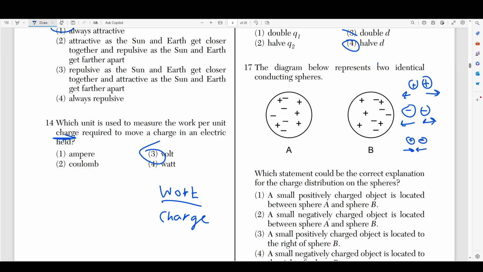Okay, so what can cause all of this positive buildup here and all of this negative buildup here? A, is it a small positively charged object between sphere A and sphere B? If there's a positively charged object, likes repel, right? So this positive charge would scare away all the pluses on both sides, right? So this would not work because there would be repulsion. The pluses would then move to this side and they'd congregate here. Okay, now 2, a small negatively charged object is located between sphere A and sphere B. This is actually true, right? This is fine. Because if you have a negatively charged object, the negatives are going to be repelled towards the ends, and the positives are going to be attracted towards the negative. So the answer for 17 has to be 2.